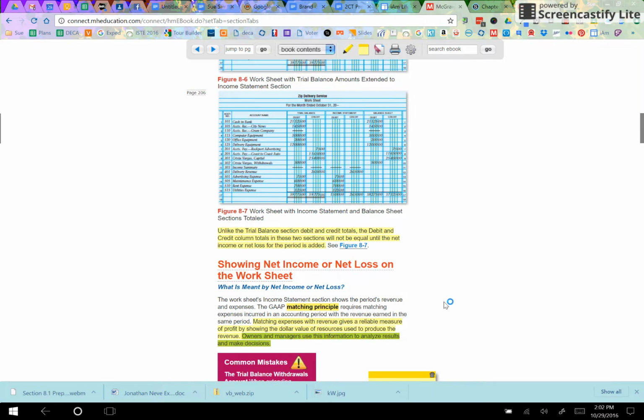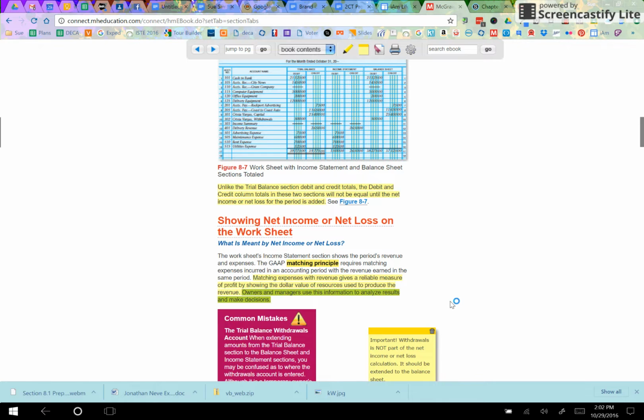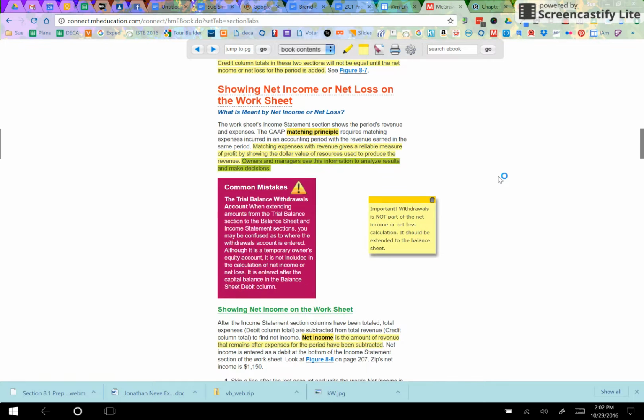So what are we going to do now that these numbers don't match? We're going to figure out if we had a net income or a net loss. And so that accounting principle that we talked about a little bit, GAAP, says that we're going to match an accounting period's revenue to the accounting period's expenses. And we're not going to throw in some from the previous month or from the next month. We're going to show just that accounting period. Owners and managers use this information to analyze results. So we're going to figure out if we have a profit or a loss, and that's going to help us figure out, okay, what do we need to cut or what do we need to do better?